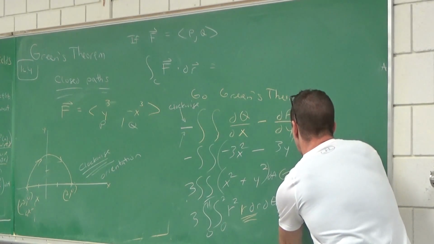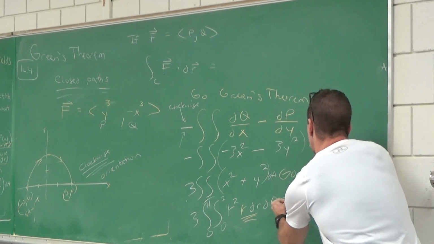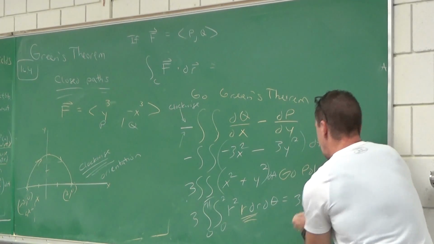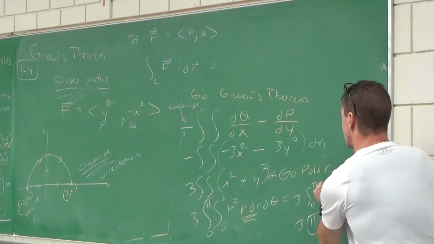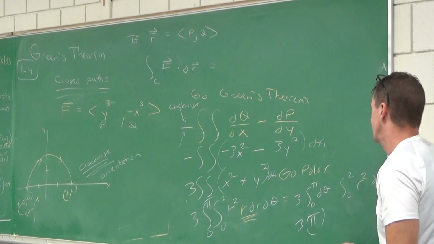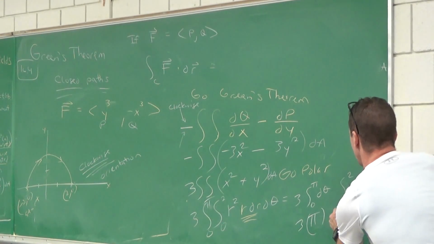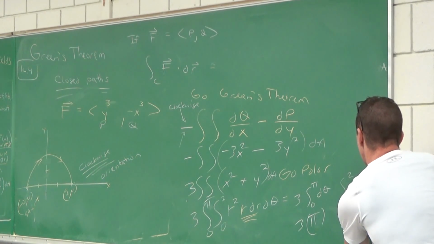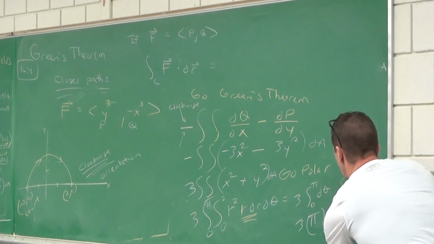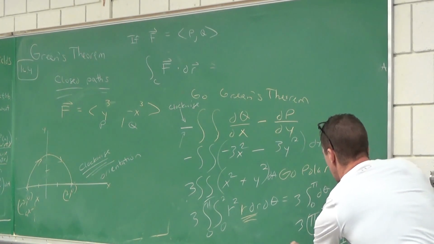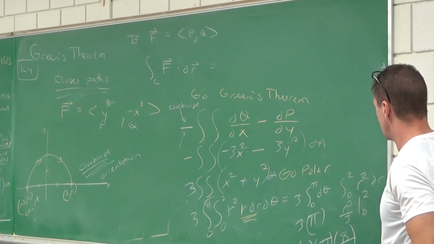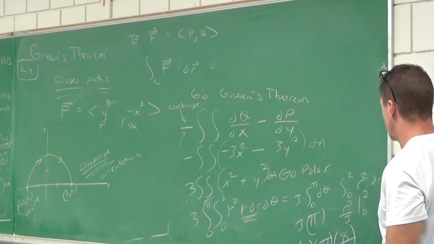Now, what's the integral from 0 to pi of d theta? Theta, which is pi. And what's the integral from 0 to 2 of r squared? That will be r cubed over 3. 2 cubed over 3 is what? 8/3. All right, what's 8/3 times pi times 3? Here comes our final answer, which is 8 pi. It might be r cubed.